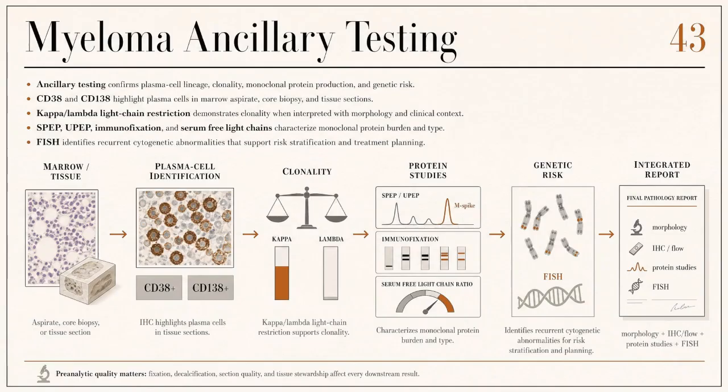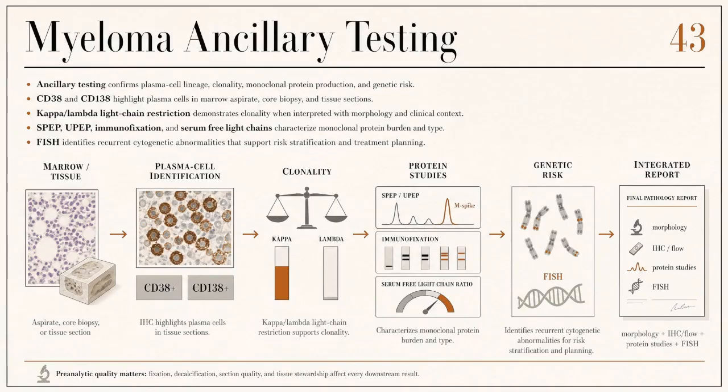More importantly, these neoplastic cells exhibit light chain restriction, meaning they express either kappa or lambda light chains exclusively. This monoclonality is a hallmark of malignancy and serves to distinguish neoplastic plasma cells from reactive polyclonal populations that may be present in inflammatory or infectious conditions.